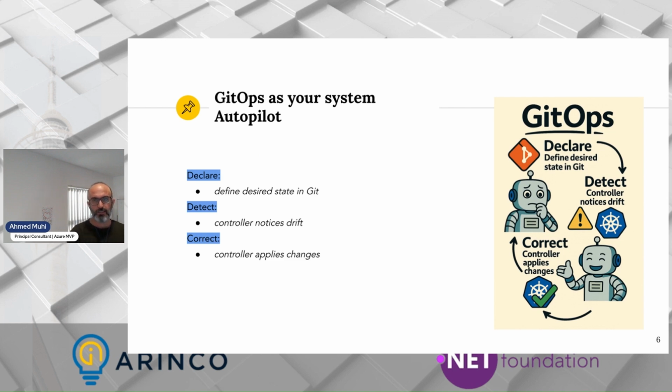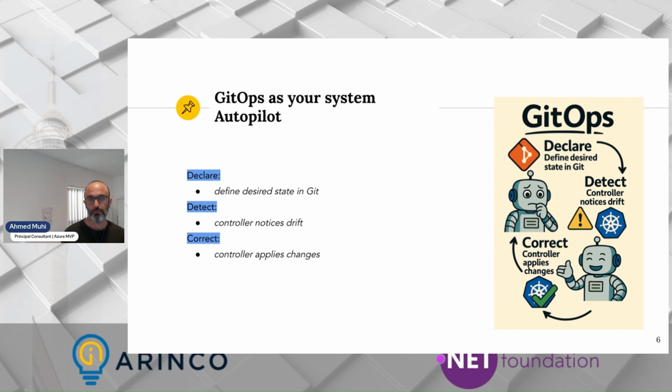Now, if you read through a lot of GitOps documentation, you'll find a lot of mention of something called the GitOps loop, or continuous reconciliation. So what does that mean? The GitOps loop, you could define in 3 words: declare, detect, and correct. You declare your desired state in Git.